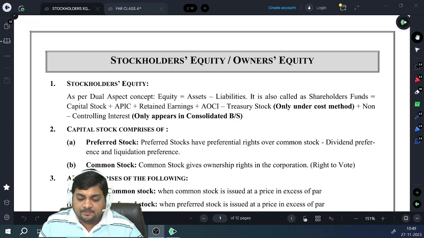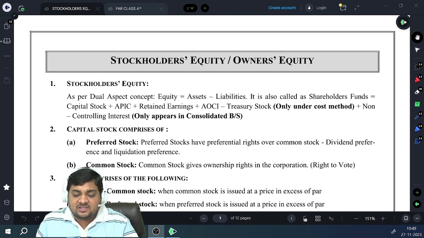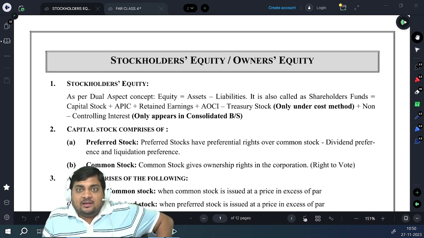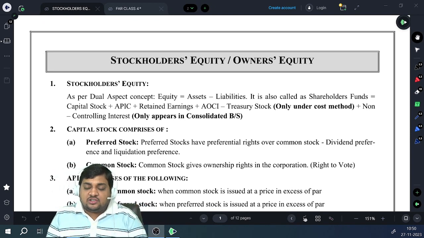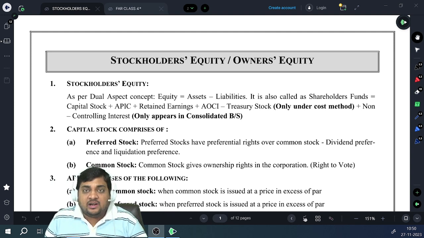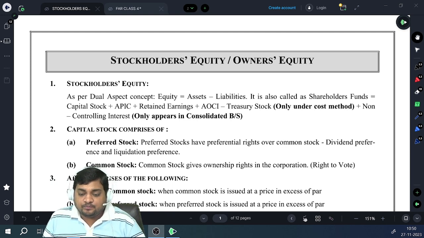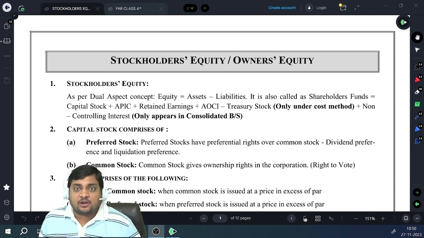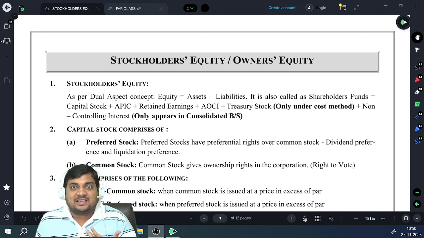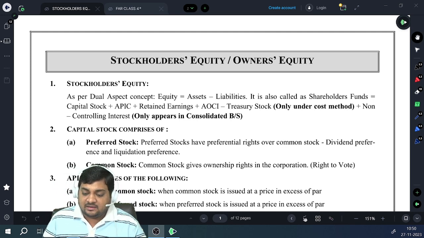Good morning, everyone. Today we will start with stockholders equity, and in this particular chapter, we will learn the accounting treatment which we do when we issue equity shares. Right now, as per dual aspect concept, if I talk about equity, means capital. So we know that asset equals to capital plus liability, right?